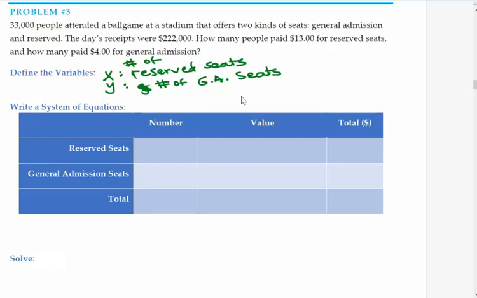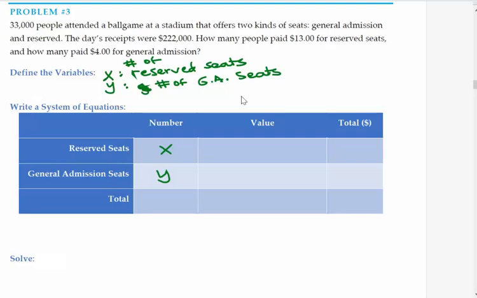Okay, so now that I know what each of those are standing for, let's fill in what we know here. Let's look at just the number column. Well, we don't know how many reserved seats we need, right? That's what we're trying to find, so I'll put X in place of that. And I don't know how many general admission seats there are, but I decided to call that Y.